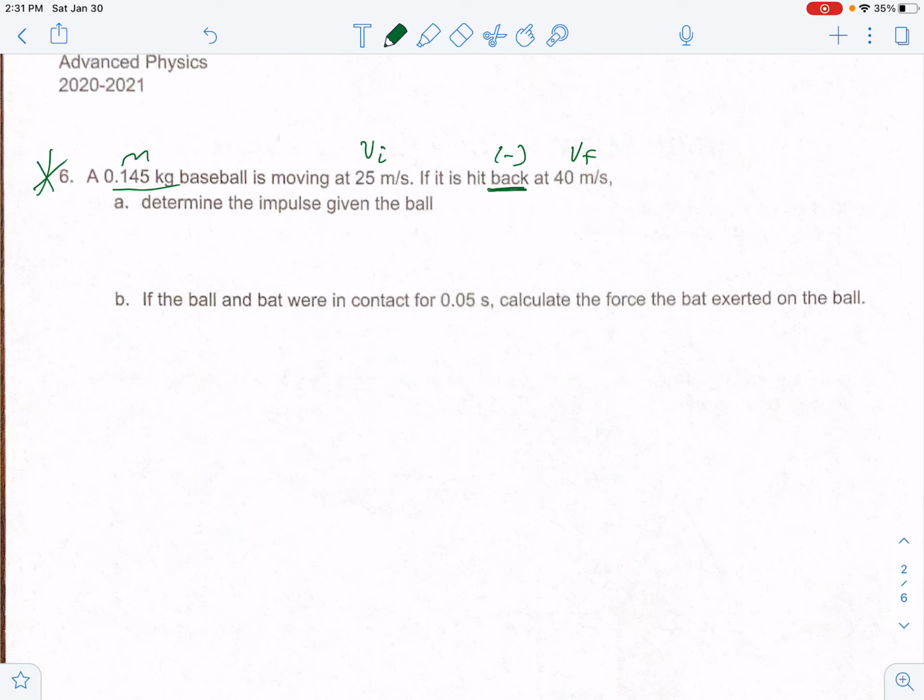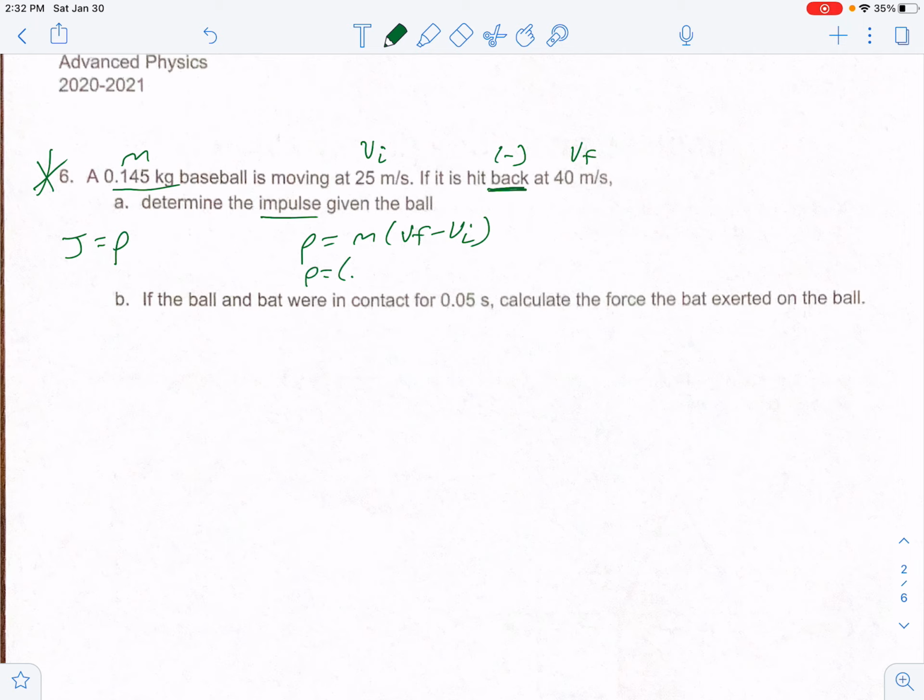So even though impulse is J equals F times T, J is the same thing as P. And since I have a mass and two velocities, I'm going to use this equation: P equals M times (VF minus VI). Okay, so don't worry if you're reading impulse and you're like, well, I don't have force or time. Impulse and momentum are the same thing. If I have mass and two velocities, just use this equation. So P, I don't know.